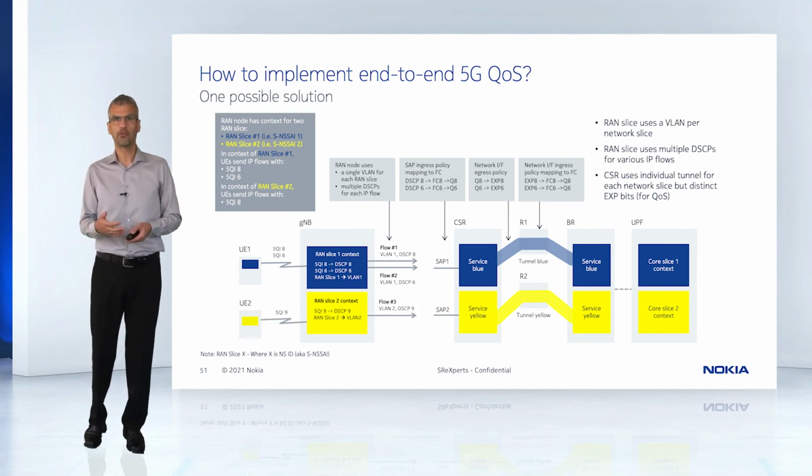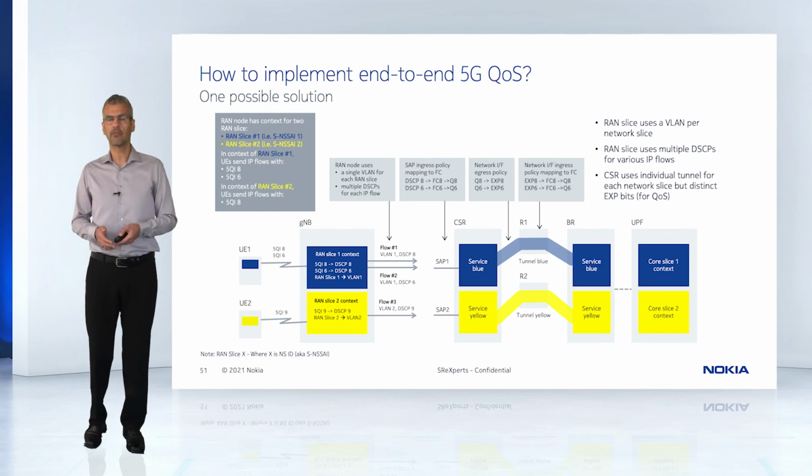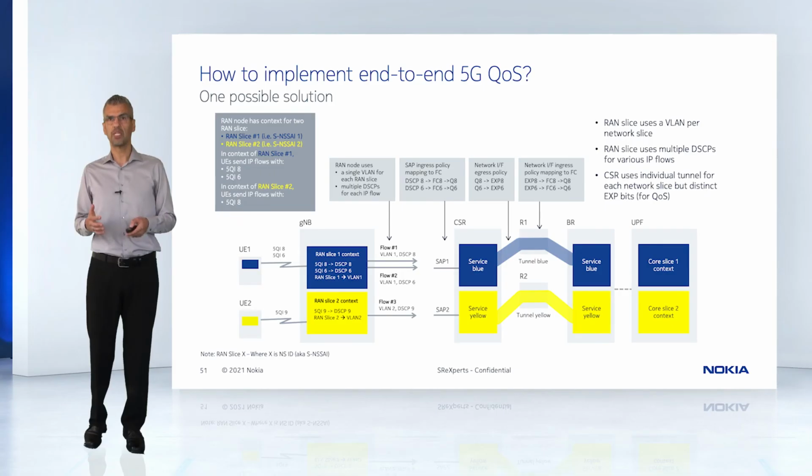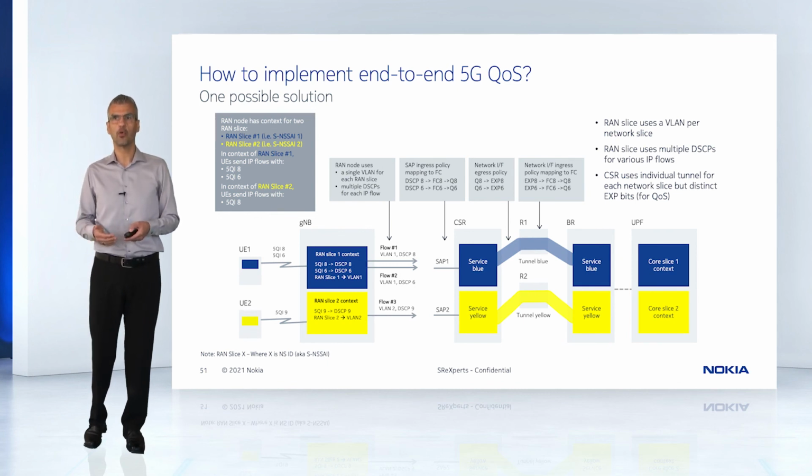The same thing will happen for another flow. In this case, I have number 3, which goes through the yellow slice, and the same thing will happen. So basically, the concept of QoS should be applied at any stage of the packet flow from the UE all the way to the core.